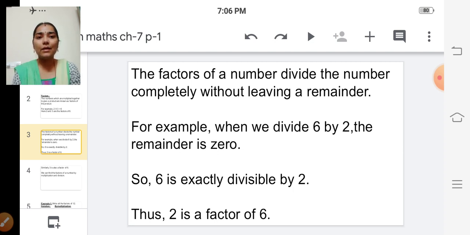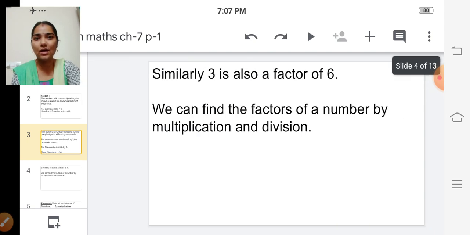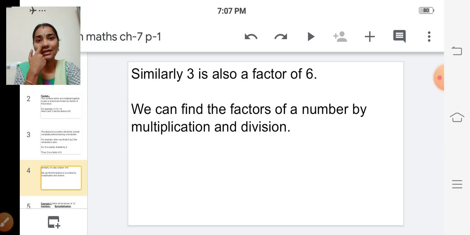Okay. For example, when we divide 6 by 2, the remainder is 0. Just now we have seen, isn't it? If we divide 6 by 2, the remainder is 0. So 6 is exactly divisible by 2. Thus 2 is a factor of 6. Similarly, 3 is also a factor of 6, isn't it? Just now we have divided and seen it leaves 0 as the remainder. So 3 is also a factor of 6.